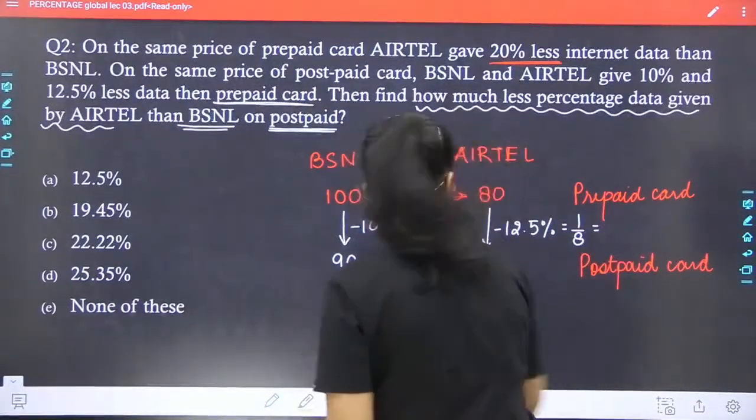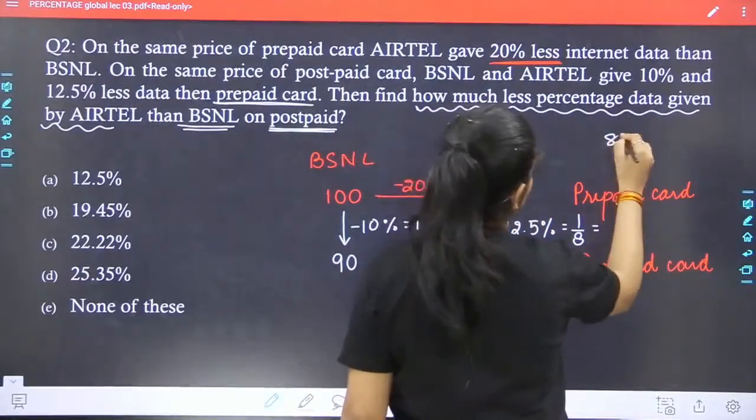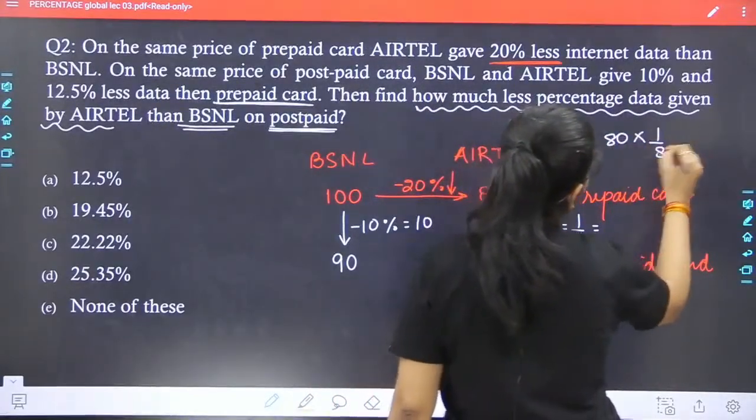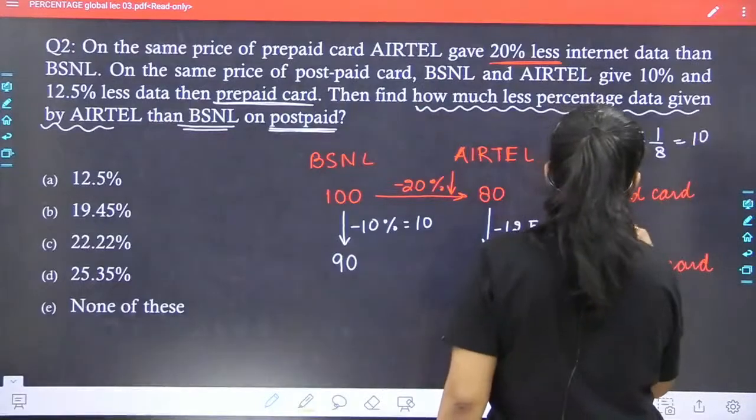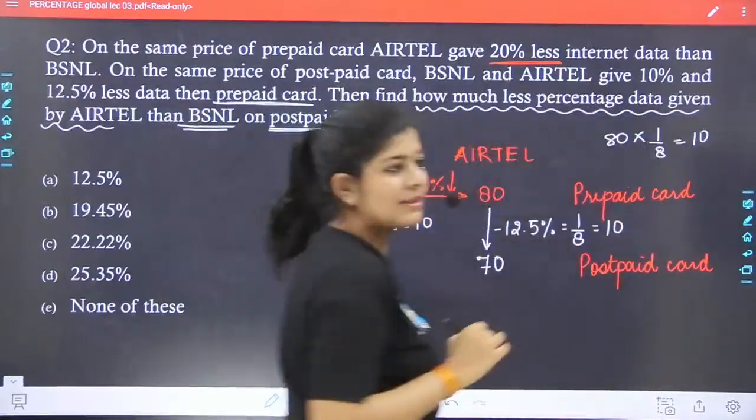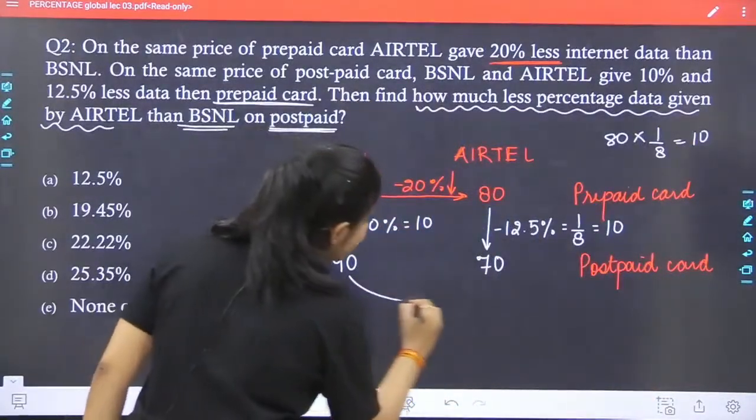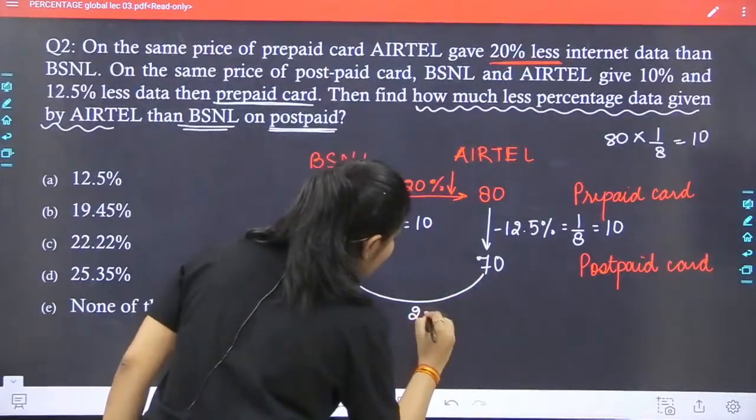We have to calculate 1 by 8 of 80. That is equal to 10, not 8. So here we get the value as 70, and the difference between these two is equal to 20.